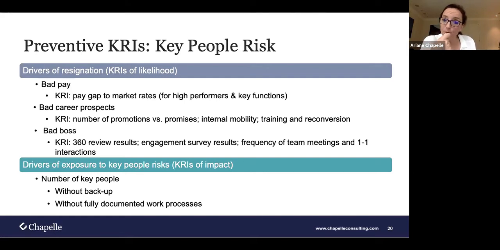If you want to be leading, if you want to avoid the damage due to your key people dependencies, you can look at preventing people from leaving. And for that, you look at why people leave a company. The overwhelming reasons concentrate around three causes: bad boss, bad pay, and bad career prospects. Here I listed the metrics you can have in terms of bad pay. You could add the pay gap to market rates, promotions, or engagement surveys and 360 reviews, or if you want to be more granular, team meetings and one-to-one interactions, which are a proxy of good relationship with the team as well.